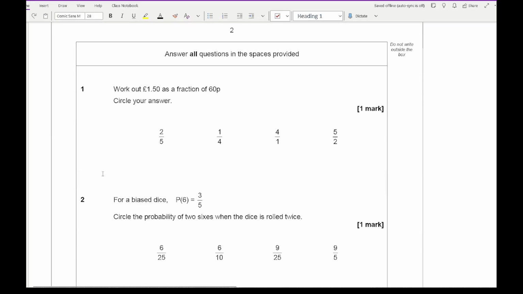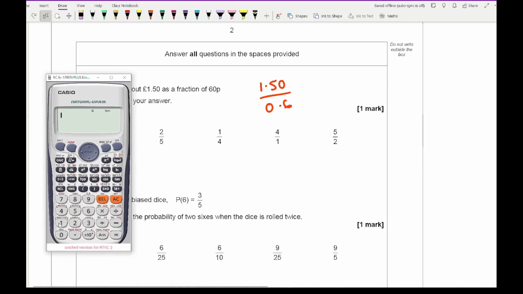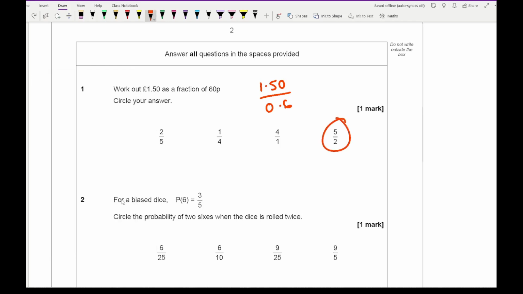Looking at question 1, it says work out what £1.50 is as a fraction of 60 pence. For this, what we need to do is do £1.50 as a fraction of 60 pence, so 0.6. If I type that into my calculator, 1.5 divided by 0.6 gives me a fraction of 5 over 2, which is our last option.